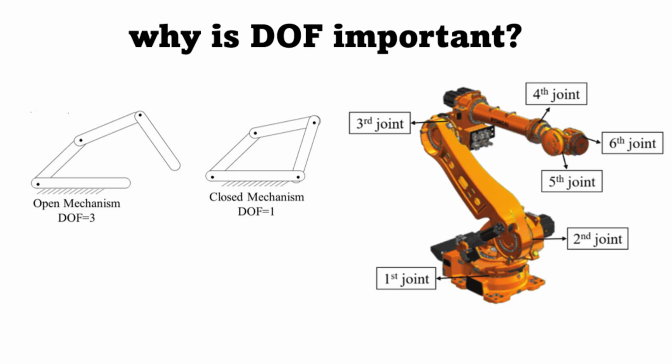But why is DOF important? It helps engineers and designers understand how flexible or controllable a system is. More degrees of freedom means more freedom to move, but also more complexity to control. So, we always need to find a balance between movement and control when designing machines, robots, or even prosthetic limbs.